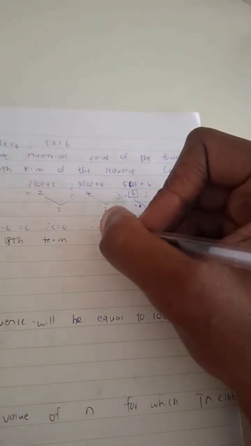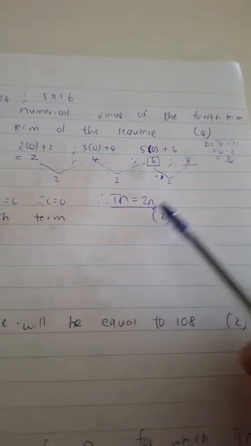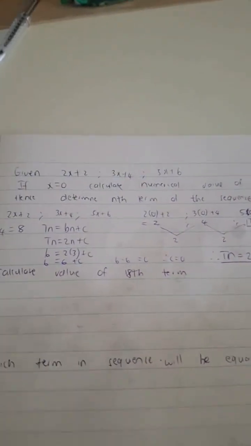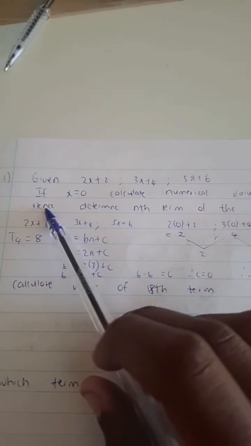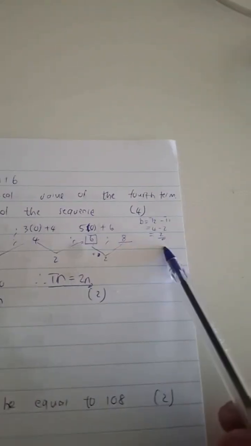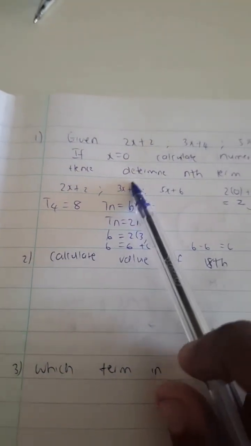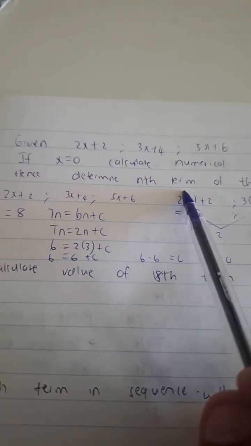Tn is equal to 2n. 0 obviously is there. I don't have to really write it down. Tn is equal to 2n. That's about it. Okay? So the hence part, when they say hence, it means use what you have done previously to then go on and calculate the nth term.